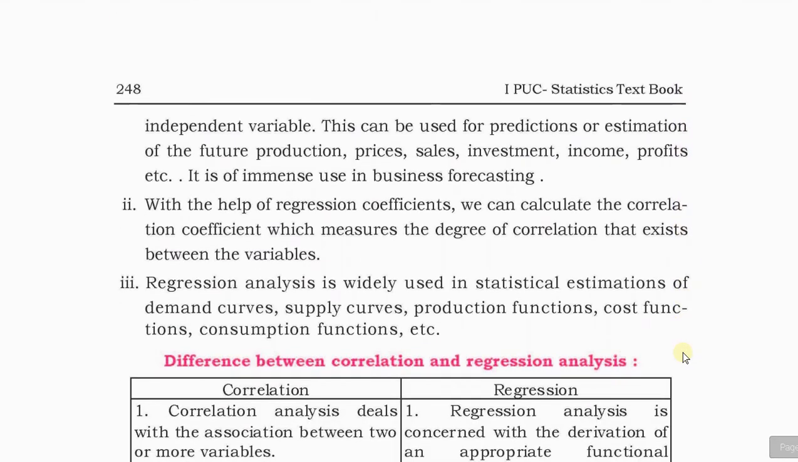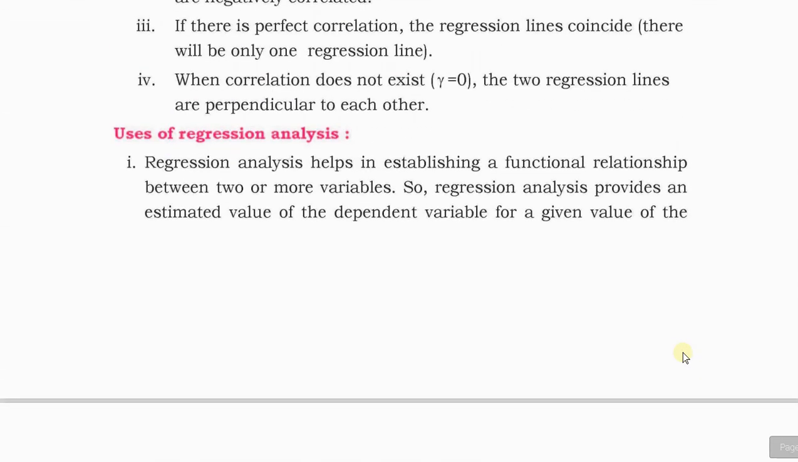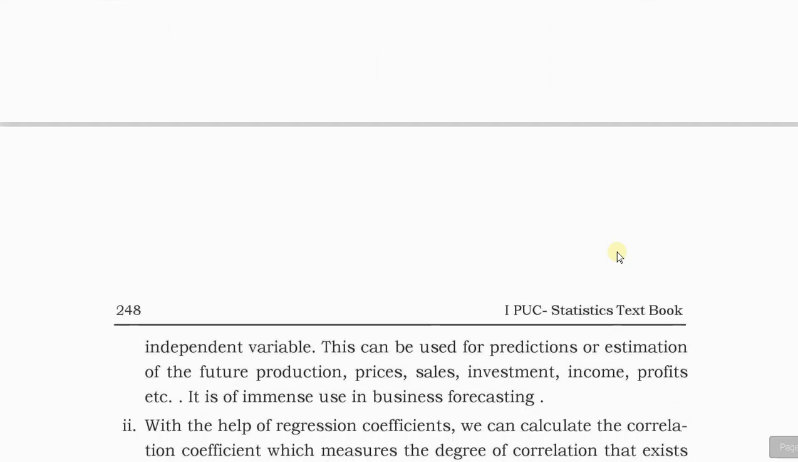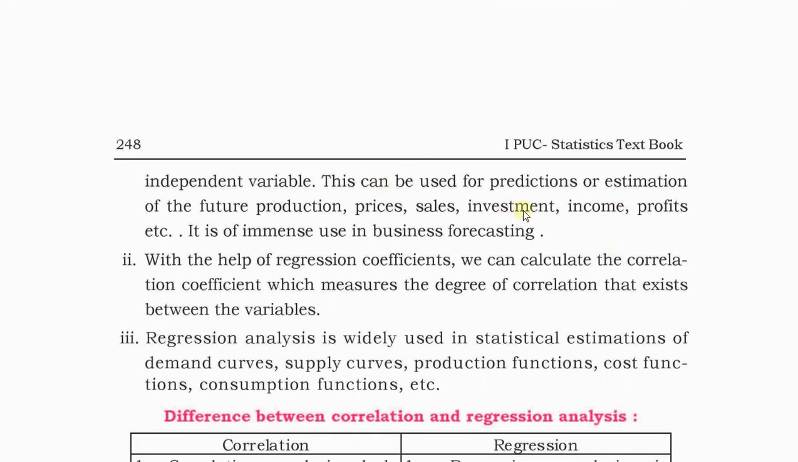Now what are some basic uses of regression? Regression analysis helps in establishing a functional relationship between two or more variables. It provides an estimated value of the dependent variable for a given value of the independent variable. This can be used for predictions, estimating future production, price, sales, investment, income, profit, etc. It is of immense use in business forecasting.